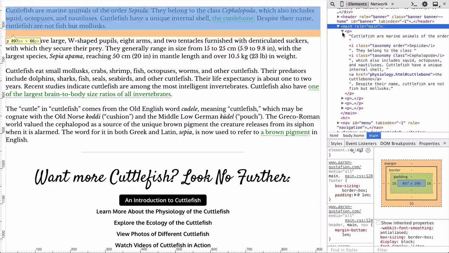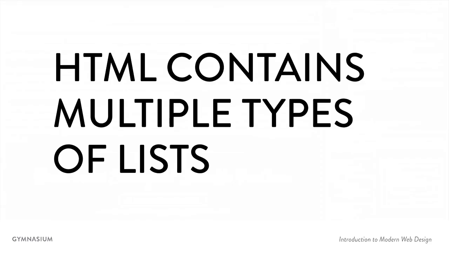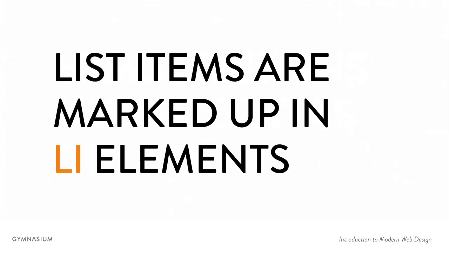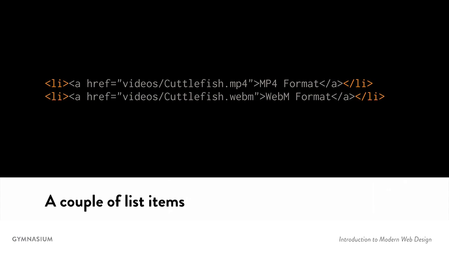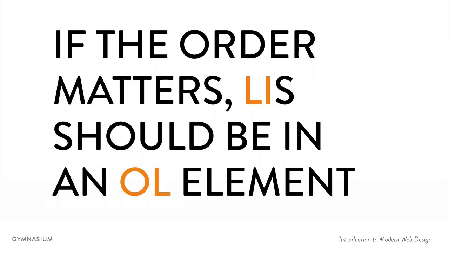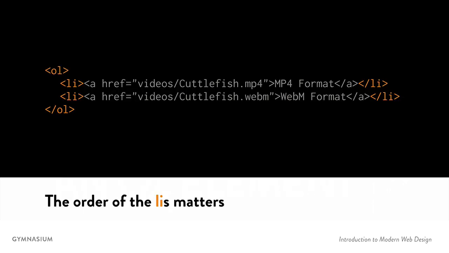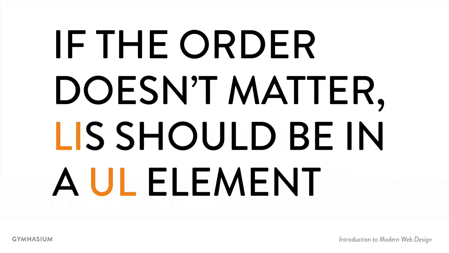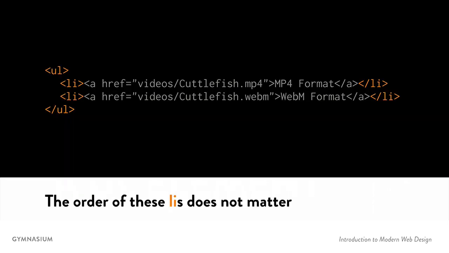The next simplest are lists. There are a couple of different kinds of lists in HTML, the first two of which make use of the li element for each of their list items. So here we have an example of two list items for two different video downloads, each contained inside of an li element. Now if the order of these list items matters, then we want to mark them up inside of an ol element for ordered list. Here we see an example of that. But if the order doesn't matter, then we want to mark it up inside of a ul element for an unordered list. And this is what that looks like.